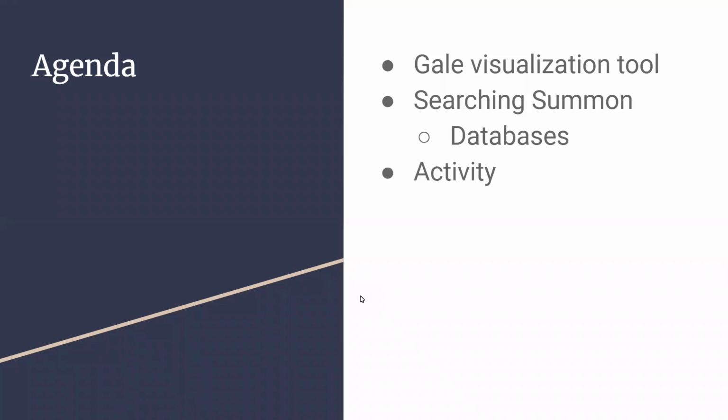So what we're going to talk about today is the Gale visualization tool, and we'll talk about how to use it to narrow a topic, searching Summon and what that means and how that will work. And then we'll have a small activity just to refresh what we've learned and put it into practice. It will be somewhat interactive, but not too intensive.